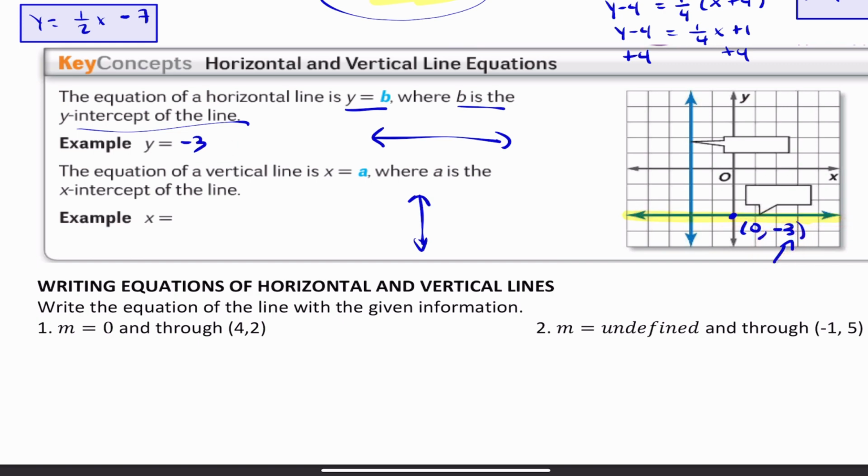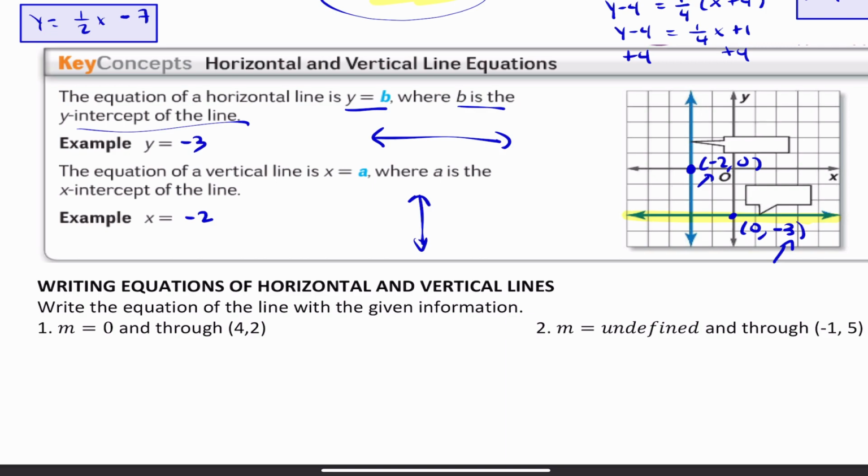And then the other one is the equation of a vertical line is x equals a, where a is the x-intercept of the line. So here's my vertical line, and this is the x-intercept. That should be at -2, 0. So then I will use the x and the x-intercept. So that's x equals -2, and that's the equation of this.